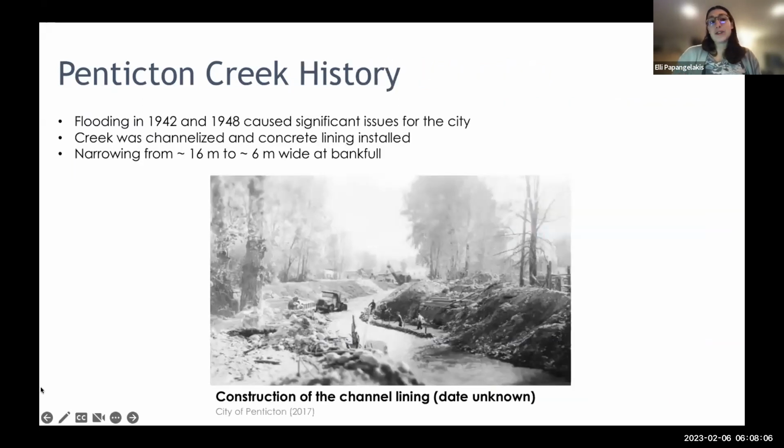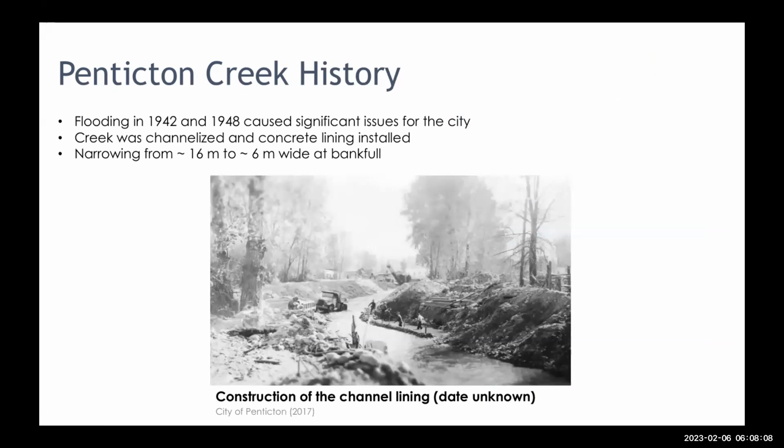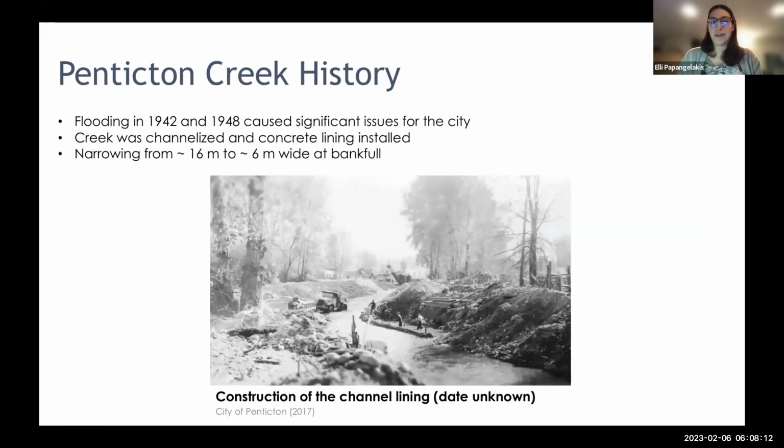So a little bit of history. There were two large floods in 1942 and 1948 that caused a lot of significant damage in the city, and that's what kicked off the need for restoration in this area. So back then, the creek was completely channelized, and a concrete lining was installed, and it sort of stayed that way for many, many decades. The channel was also narrowed from 60 meters to about 6 meters wide at bankfull.